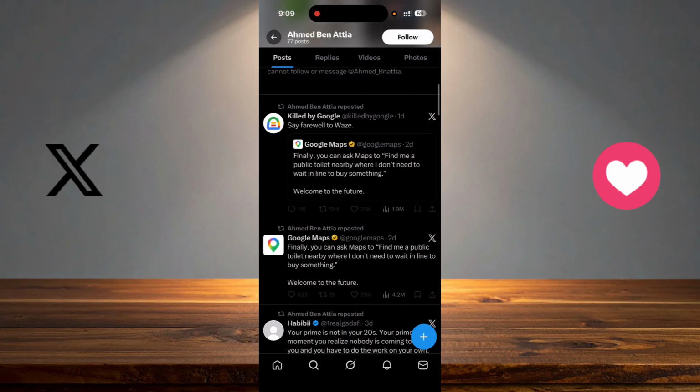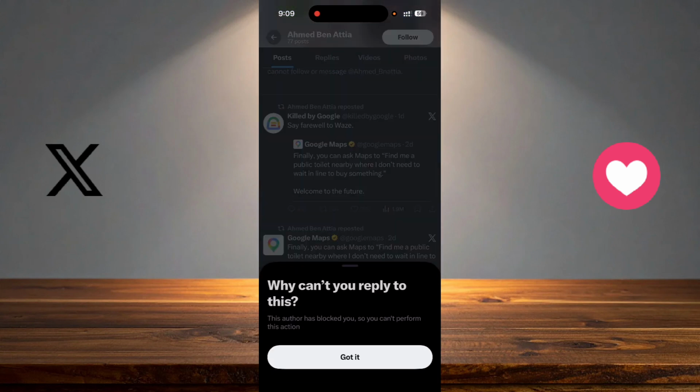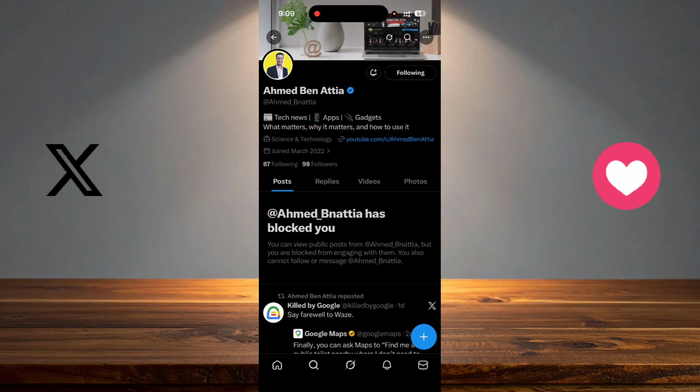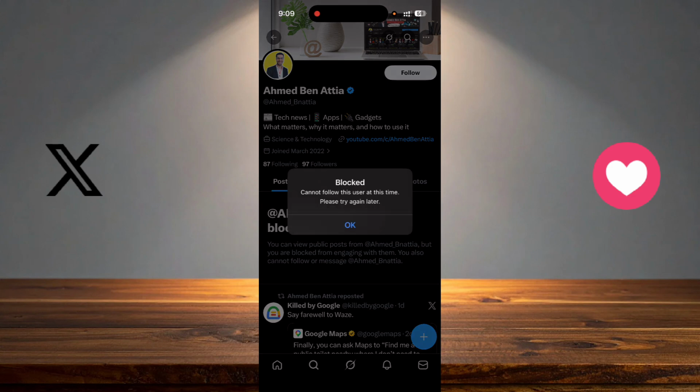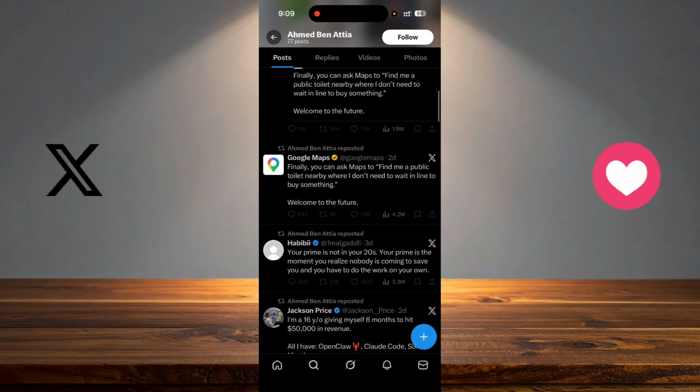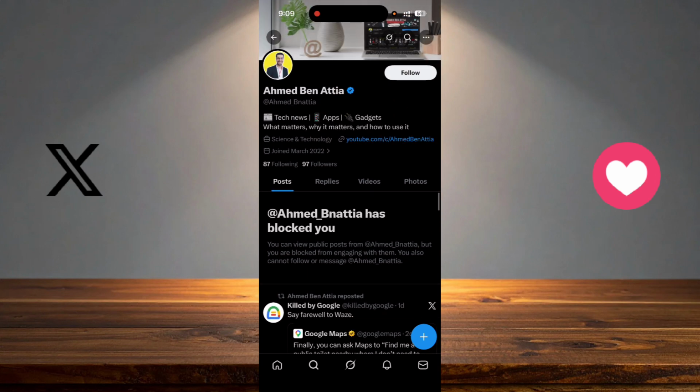So you can't interact with any post in the profile of the person that blocked you. You can't follow him also. It tells you that you are blocked, so you can't follow him. And you also can't send him direct messages.